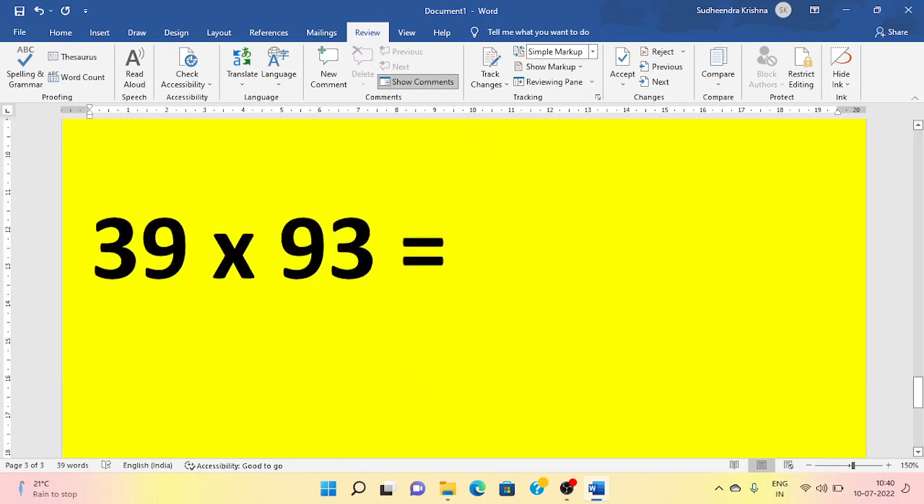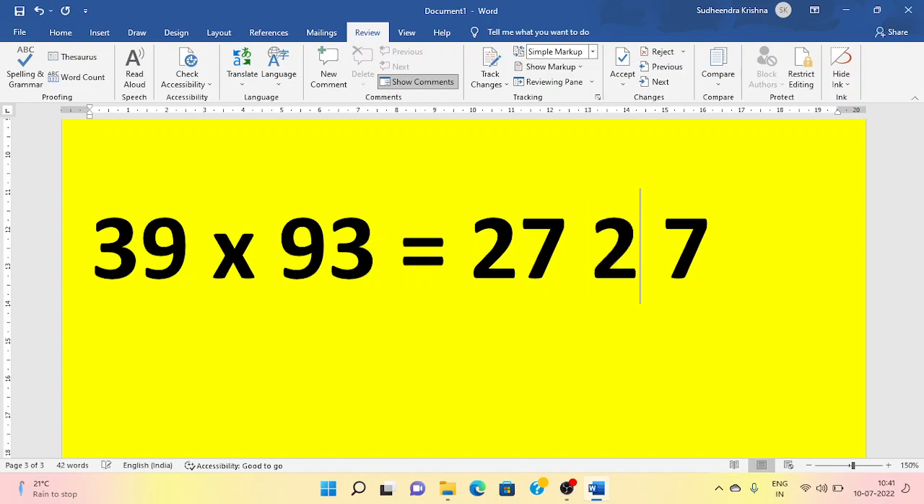Now let us do another problem. 39 into 91. So here we have 2 digits, 3 and 9. Now multiply 3 and 9. 9 3s are 27. Put 27 on the left side. On the right side you put only 7. You carry over 2. To get the middle portion, you have 3 square is 9 and 9 square is 81. 81 plus 9 will be 90. 90 plus 2 carry over will give you 92.